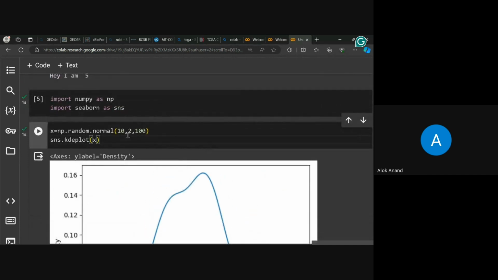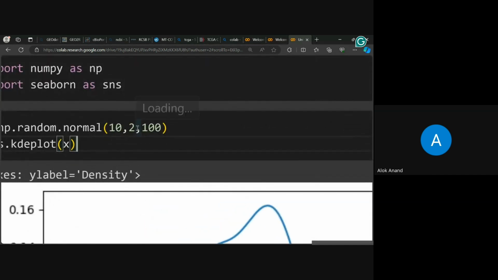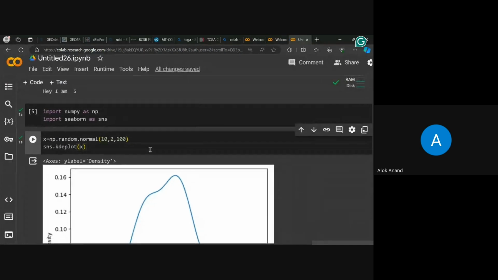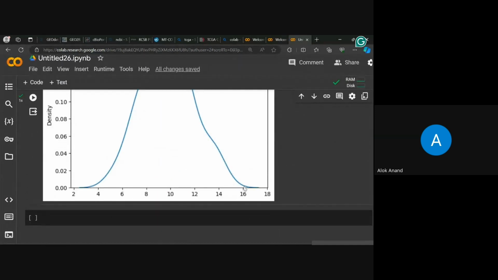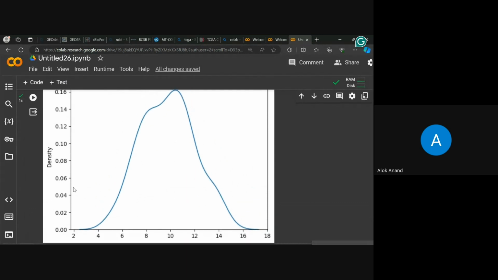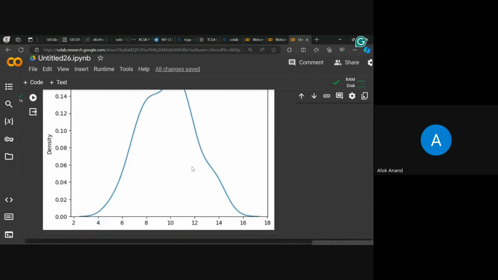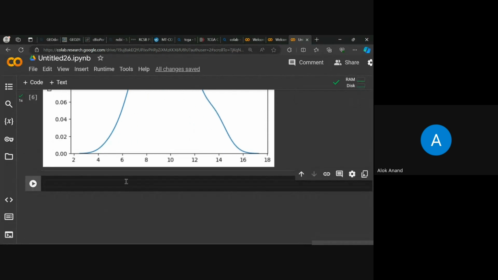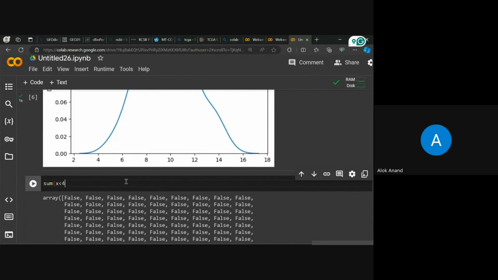What is the standard deviation that I gave here? 2. 3 into 2 is 6. 10 minus 6 is 4, and 10 plus 6 is 16. It will cover 99% of the data. So it is covering the major part of the curve. It is the PDF of the normal distribution, right? Maximum data is present here. There will be values which are less than 4, but very, very few. Let me show you, x less than 4.